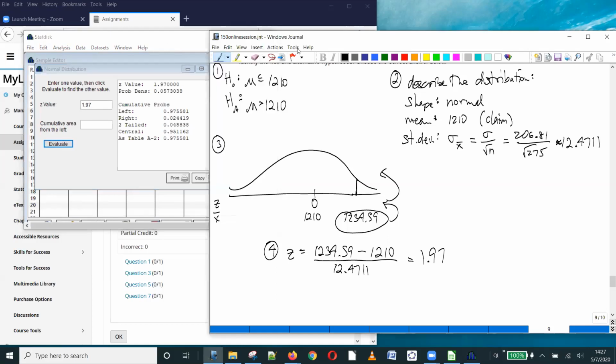So actually, sorry, before I do that, I should mention one thing. When you draw your picture, because the claim is a greater than claim, you shade to the right. Now, it may seem a little confusing because the claim says greater than 1210, but the way that we set this up is to put 1210 in the middle, then mark off 1234.59, and then when you shade to the right, you're shading to the right of that value.